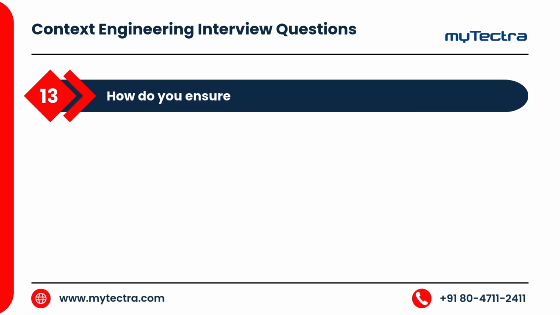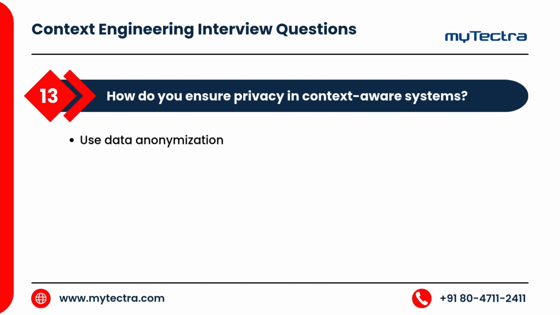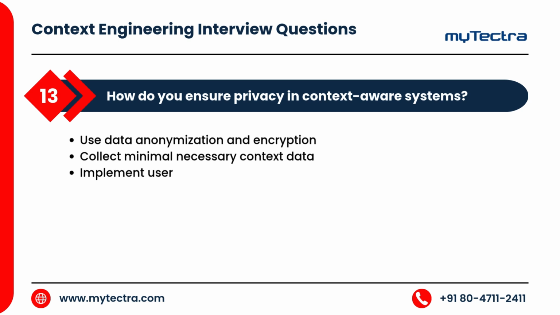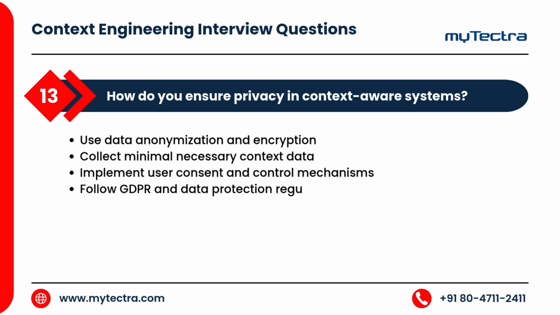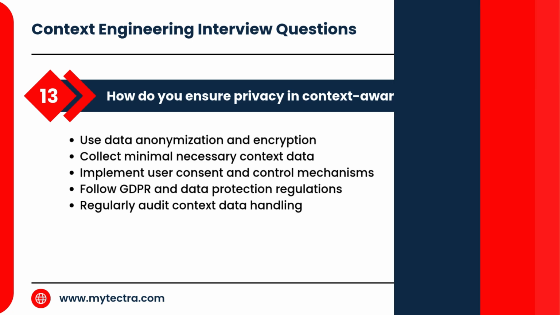How do you ensure privacy in context-aware systems? Use data anonymization and encryption. Collect minimal necessary context data. Implement user consent and control mechanisms. Follow GDPR and data protection regulations. Regularly audit context data handling.